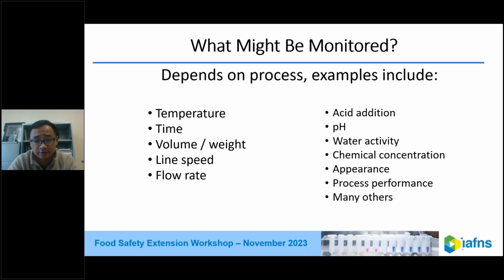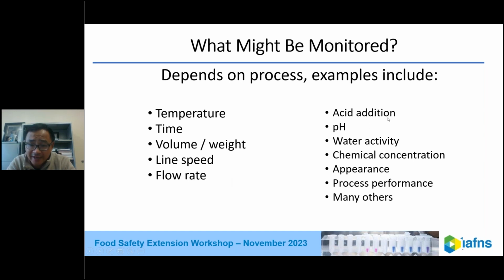What will we be monitoring? Obviously, like we just mentioned, things that are achievable and measurable. So for example, temperature. For a cooler, you need to make sure the temperature you are monitoring is working and controlled at 5 degrees Celsius. The thermometer is good. The time is good. The volume, the weight added into the products is reasonable. And the line speed and flow rate, these usually are combined conditions.